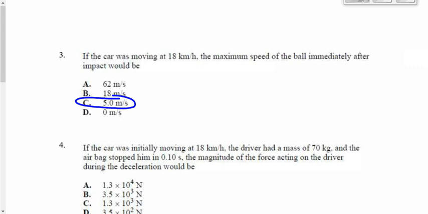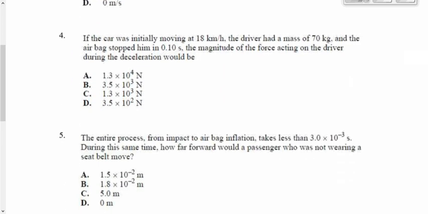Nothing's going to cause it to speed up. And 4, if the car was initially moving at 18 kilometers per hour, the driver had a mass of 70 kilograms and the airbag stopped him in 0.10 seconds, the magnitude of the average force acting on the driver would be what? Again, in this question we've got a time and we've got force, so this is going to be impulse. I'm going to use F times delta T is equal to M times delta V. Almost the same as that other question.